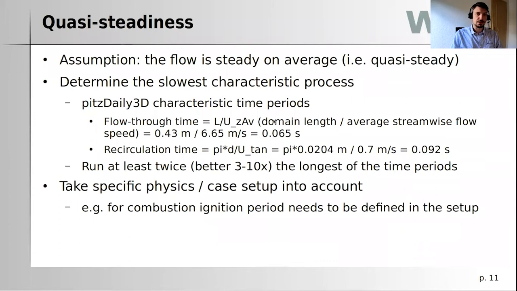So the first process is flow-through time, right? For how long do I need the flow to traverse my domain from the inlet to the outlet? It's just some approximation. We take the domain length and divide it by the inlet velocity. It's not completely correct because we have a ramp, and after this ramp the flow is accelerated, right? But again, then we have vortices and so on. Just a first approximation, what we get is around 65 milliseconds.